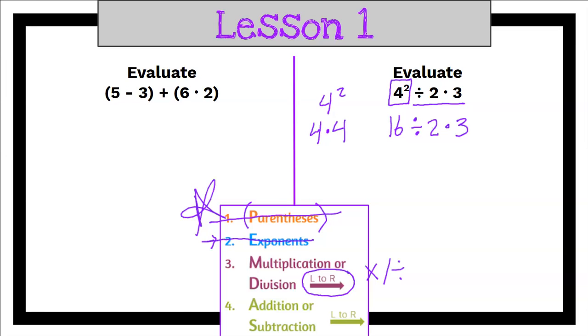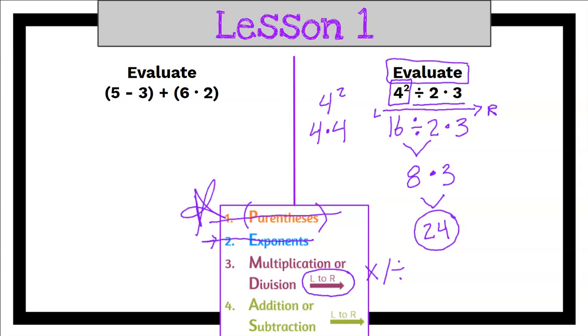So we're just going to solve our problem from left to right. 16 divided by 2 is 8. Bring down the times 3. 8 times 3 is 24. So that would be its value. That's what evaluate means. Evaluate means find the value or calculate the value.